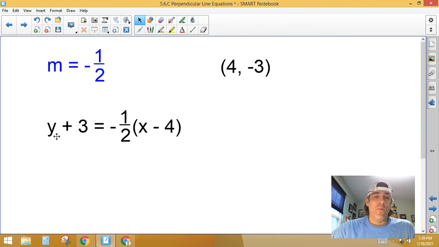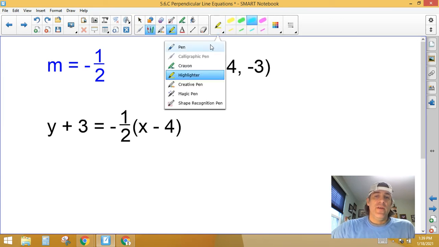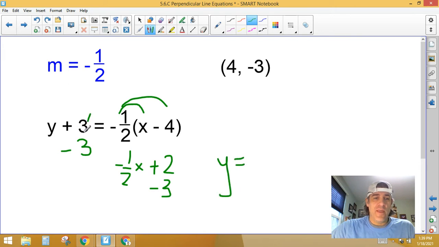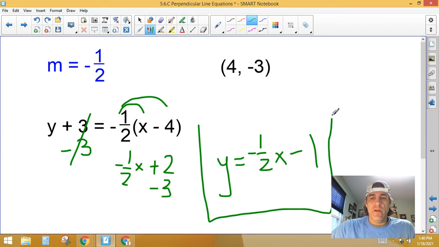I plugged in my point, y plus 3, and x minus 4, my slope. And all I'm going to do now is distribute my slope to get -1/2 x. I'm going to distribute my -1/2 to the -4, which gives me +2. And I could drop down my y plus 3, but just to save myself a step, I'm going to end up subtracting that 3. So I get y equals, they cancel out, negative 1/2 x, 2 minus 3, minus 1. So this line right here is perpendicular to the previous line and goes through the point 4, -3.